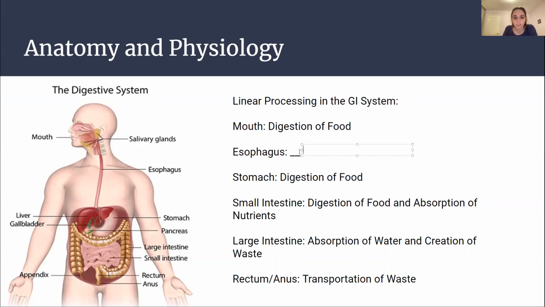Thank you. Yes, and I'm seeing in the chat transportation. You guys are absolutely correct. So a lot of students get confused because they're like, well, if digestion starts in the mouth and it's also happening in the stomach, does that mean it's also happening in the esophagus?